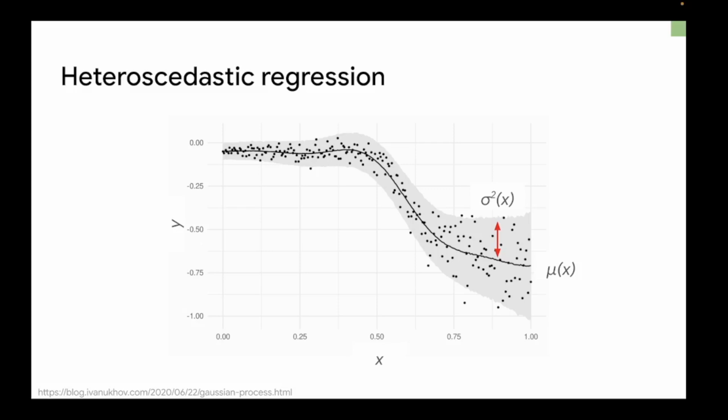So you have mu of x, of course, which is the true mean. But now the true variance is also a function of x. And you have to model that using samples from the distribution following N of mu and sigma squared.